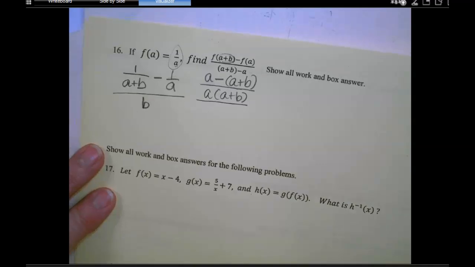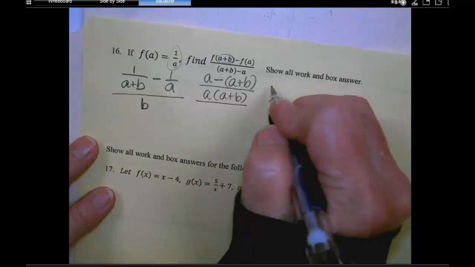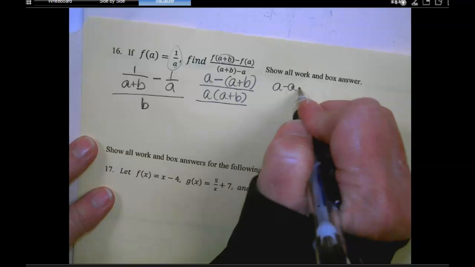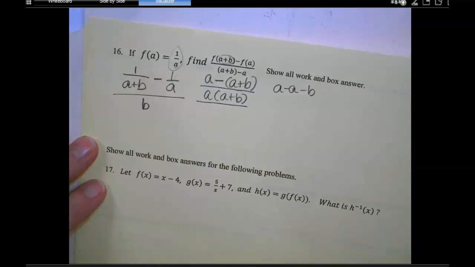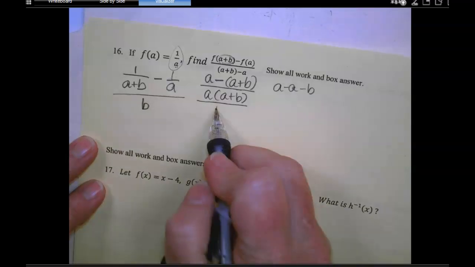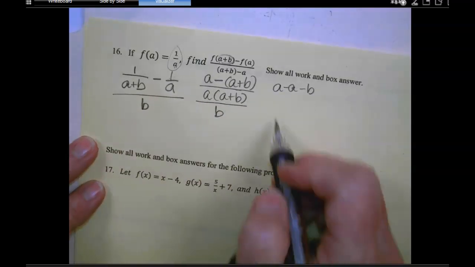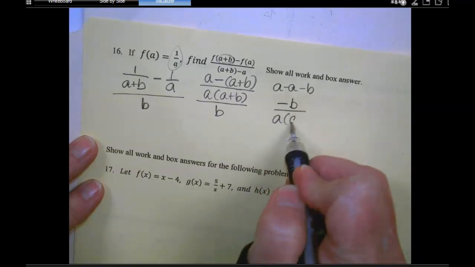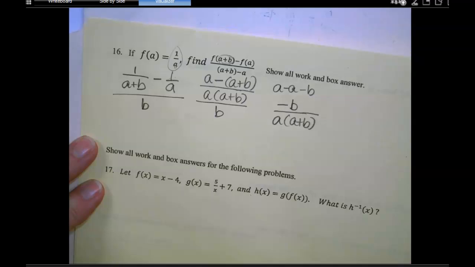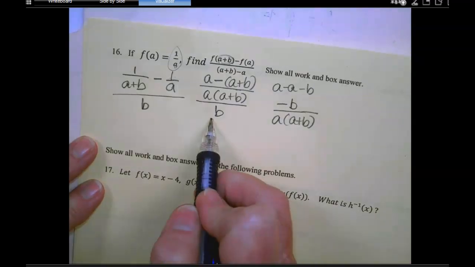Is everybody good here? So if I write this out for you, I get a minus b. And what happens to my a's? They cancel. All right, so I am going to get negative b over a times a plus b. And now what do I do with the denominator?